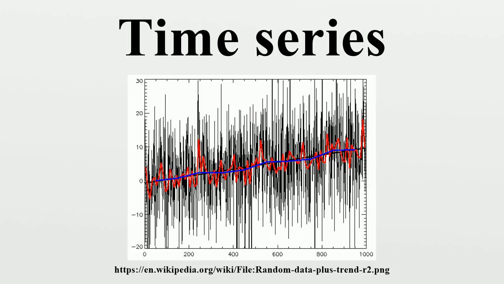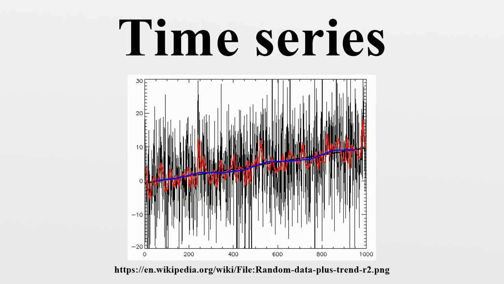Time series data have a natural temporal ordering. This makes time series analysis distinct from cross-sectional studies, in which there is no natural ordering of the observations. Time series analysis is also distinct from spatial data analysis, where the observations typically relate to geographical locations.